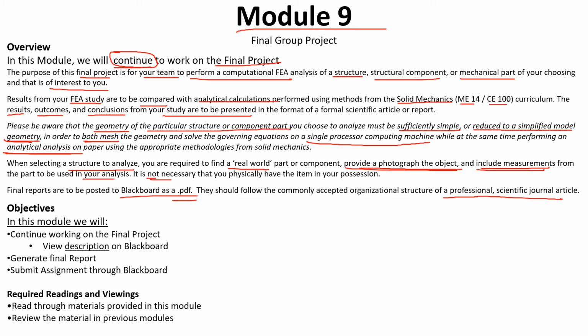To review the objectives within this Module 9, you're going to continue working on that final project. Again, please go back and view the description that's posted on Blackboard for this. You're going to generate your final report, PDF format is preferred, and submit the assignment via Blackboard. For your required readings and viewings, please read through all the provided material within this Module 9 and go back and review the materials from the previous modules.